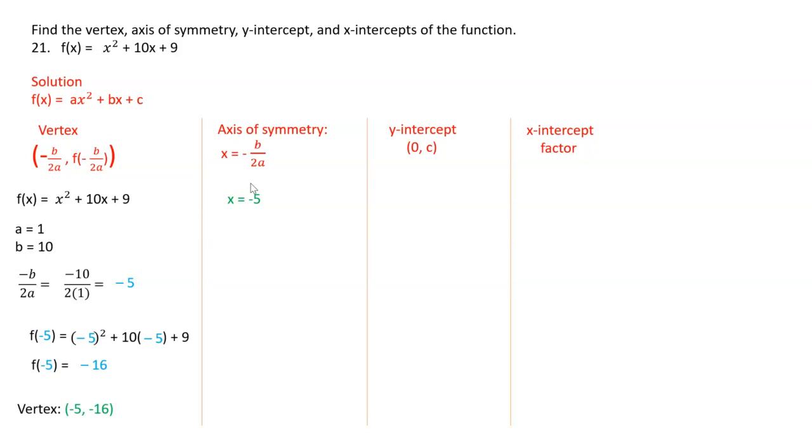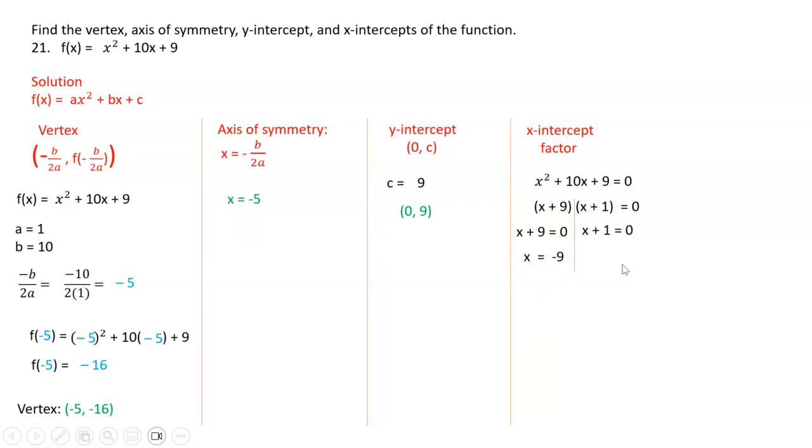The y-intercept is your c. In this case, my c is a 9, right? So it's going to be 0, 9. That's your y-intercept. Now for the x-intercept, we're going to have to know how to factor. So here, guys, it tells me that the signs are going to be the same, and they're both going to be positive. It's going to give us x plus 9 and x plus 1. So x plus 9 equals 0, and x plus 1 equals 0. So here we get x equals negative 9, and x equals negative 1.